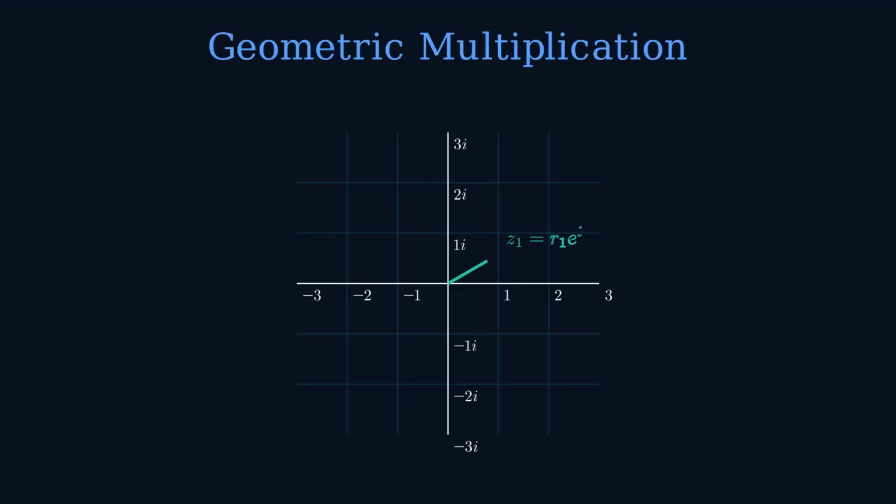Before we dive into powers, let's understand multiplication. When we multiply two complex numbers, something beautiful happens geometrically. We multiply their magnitudes, scaling the vectors, and we add their angles, rotating them. The result is a new vector that represents both transformations.